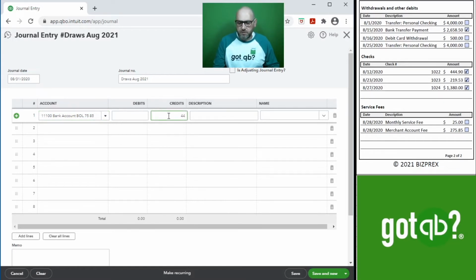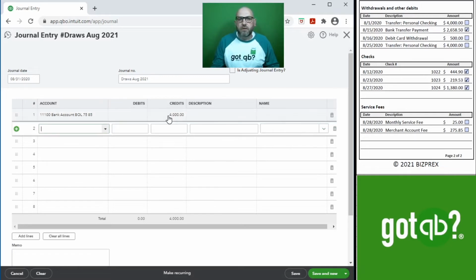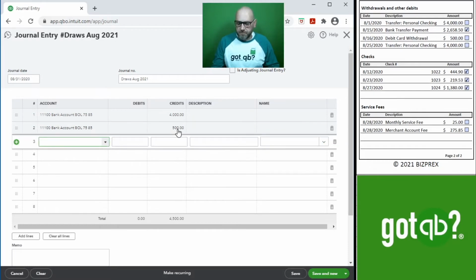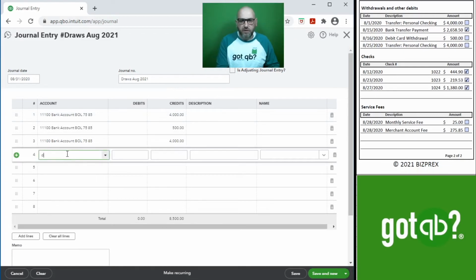So here it is. First one is 4,000. Another one, 500. And one more for 4,000. Each one of these reduces our bank account. We've got to have our offsetting entry, which in this case is our member draw. It's an equity account. Equity is reduced when it is debited, just like liability. Again, it's not liability, but it behaves in a similar way.